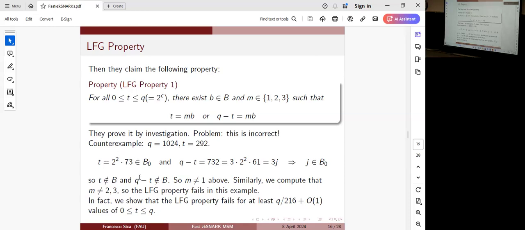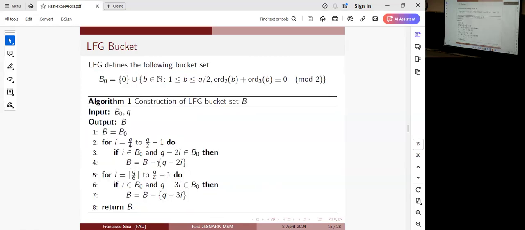t is in fact this element here, so it's in the set B0, because the power of 3 is 0 and the power of 2 is 2, so 2 plus 0 is even. Q minus t also is 3 times an element in B0, because again this element here is in B0. And so because t is in B0 and t is equal to q minus 3j with j in B0 here, then we have that t is not in B, because remember that B is constructed from B0 by removing elements of this form here.